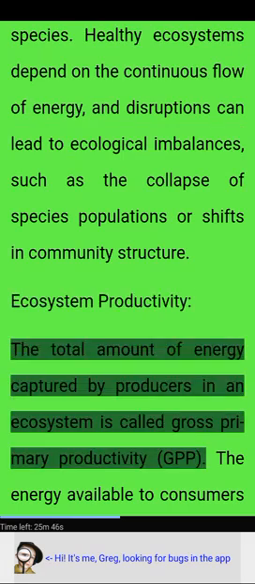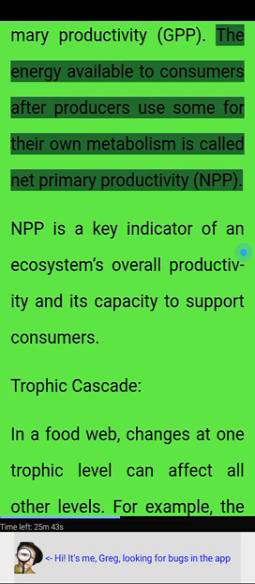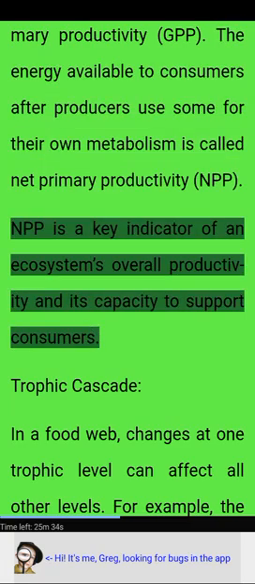Ecosystem productivity. The total amount of energy captured by producers in an ecosystem is called gross primary productivity (GPP). The energy available to consumers after producers use some for their own metabolism is called net primary productivity (NPP). NPP is a key indicator of an ecosystem's overall productivity and its capacity to support consumers.